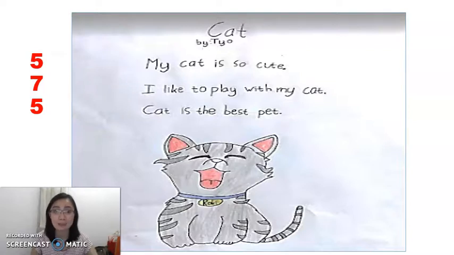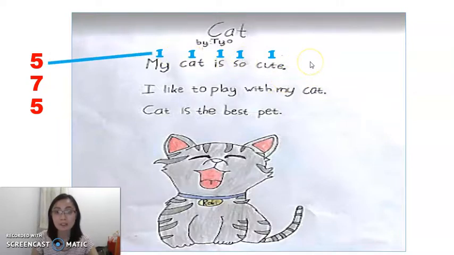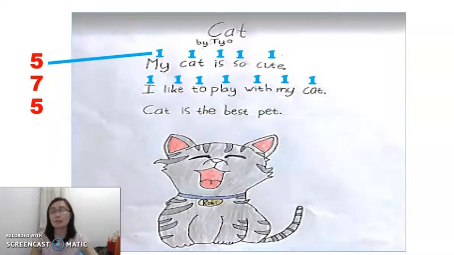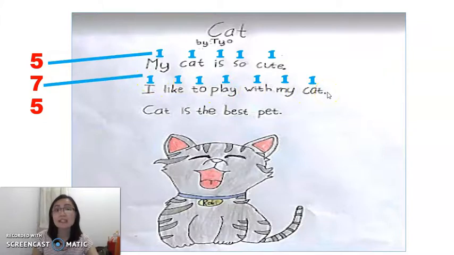Let's count with the first line. My cat is so cute. So 1 plus 1 plus 1 plus 1 plus 1 equals 5. Correct. Let's see the second line. I like to play with my cat. All the words that he used have one syllable. So 1 plus 1 plus 1 plus 1 plus 1 plus 1 plus 1 equals 7 syllables. Second line, correct.